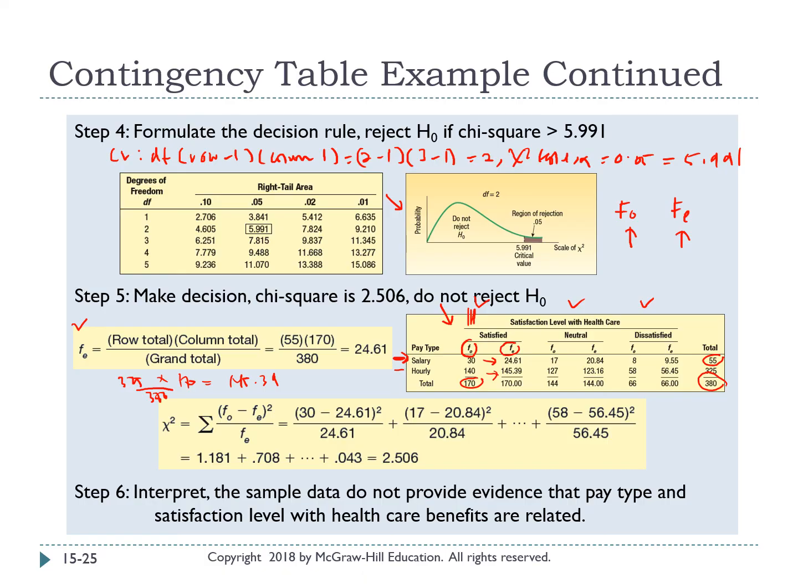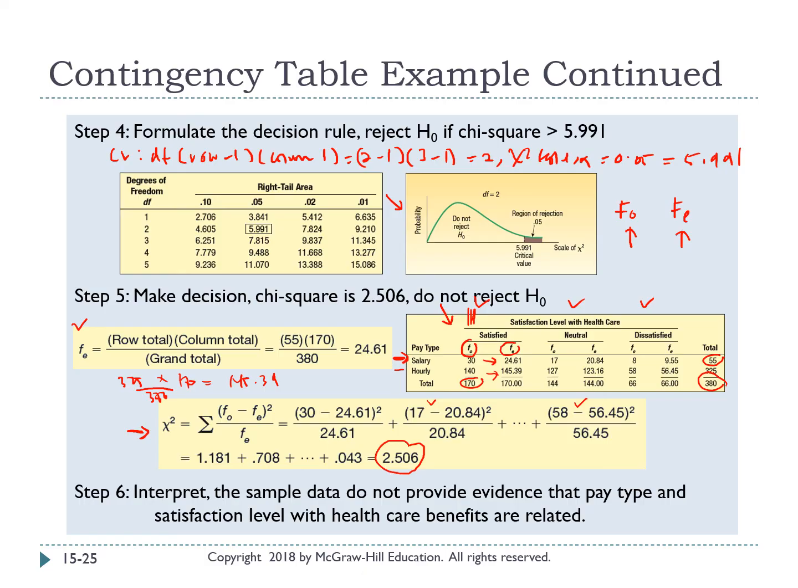Then after computing all these expected frequencies, you can compute your chi-square value. What is the formula to compute your chi-square? Summation of observed frequency minus expected frequency, squared, over expected frequency. So you can start with the first observation, which is 30 minus 24.61 squared over 24.61, and then you add the second observation until the last observation. All this working will give you the value of your chi-square equal to 2.506.